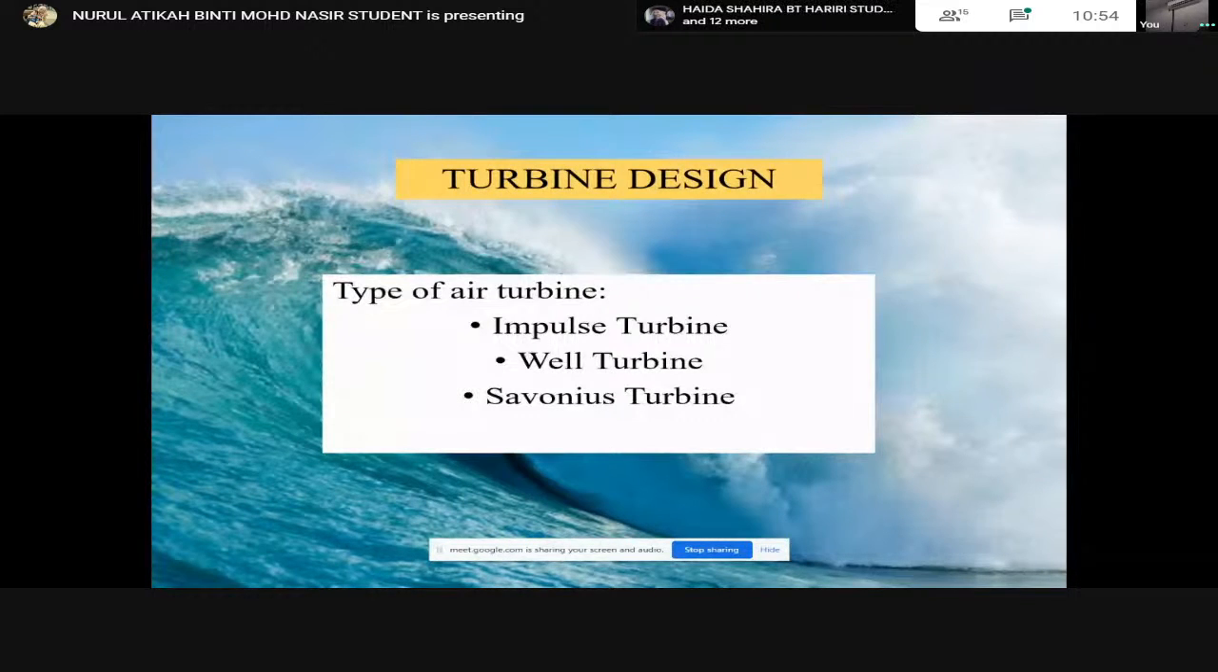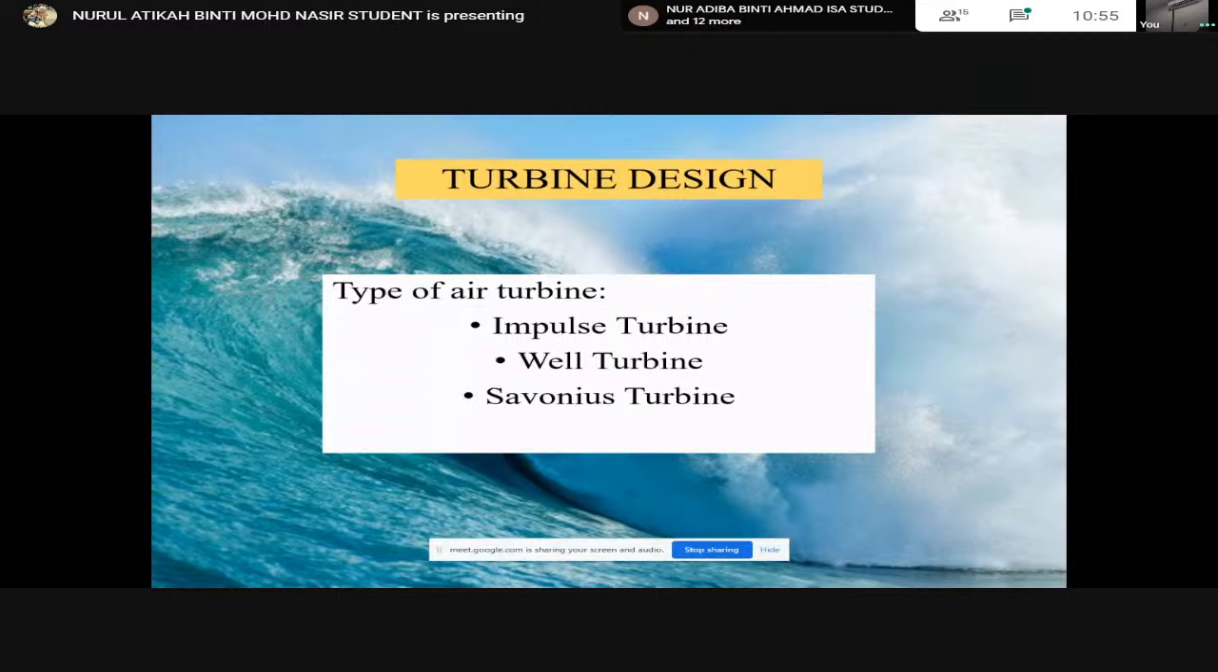For turbine design, we choose a turbine. There are three types of turbine normally used in OWC. First, the impulse turbine. An impulse turbine is a turbine that is driven by a high velocity jet of water or steam from a nozzle directed on the flange or bucket attached to a wheel, and it has an efficiency of less than 40%.